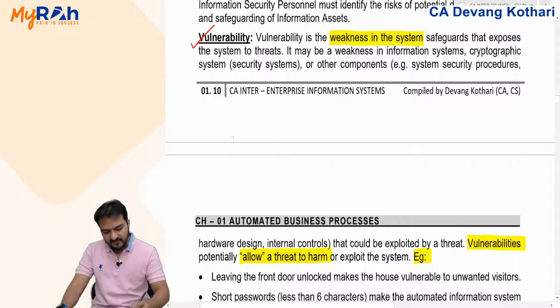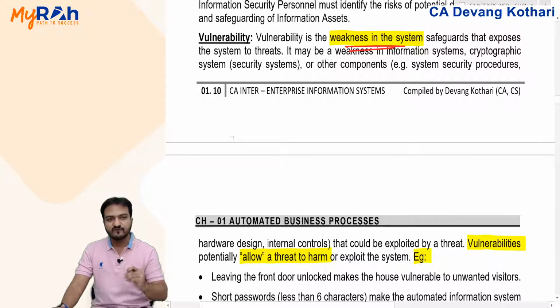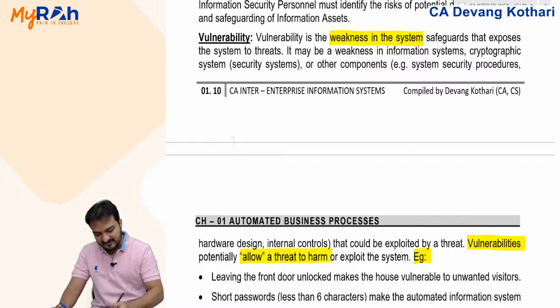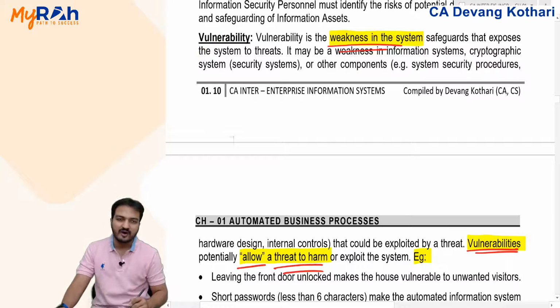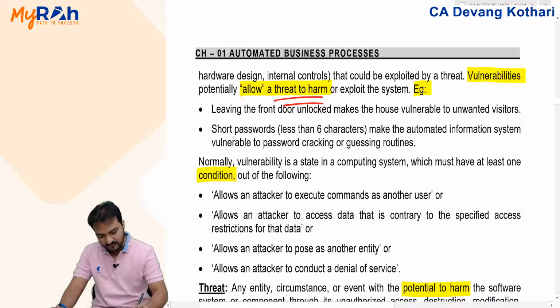Vulnerability is a weakness in my system. A weakness in my system because of which a hacker or a virus can attack that part is called a vulnerability. Weakness in my system. Vulnerabilities will allow a threat to harm them. Yes, vulnerabilities will allow the threat to cause harm to me. For example, some examples are given that you can read.